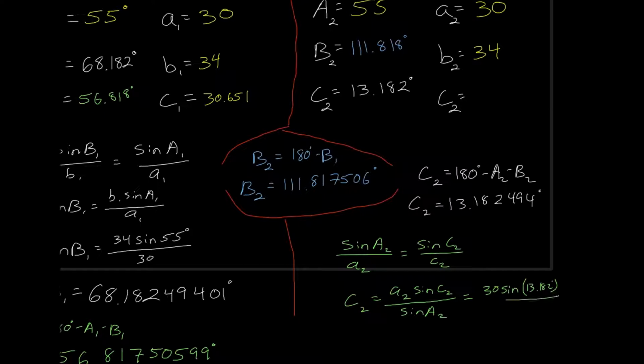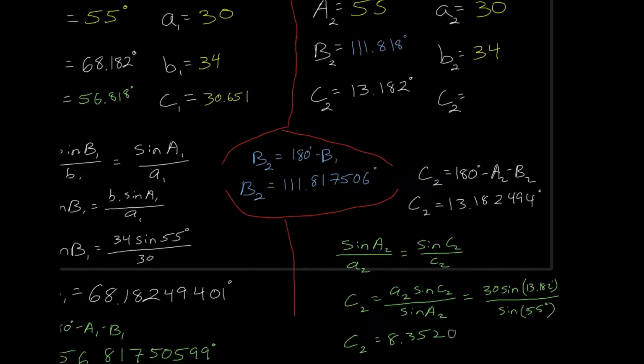13.182 degrees. Again, I've written 182, but I'm going to use this whole value here. Divided by the sine of 55 degrees, giving us a final answer when we plug it into the calculator, 30 times the sine of that big nasty angle, divided by the sine of 55. Our C2 is 8.352053670. Oh, that's what I get for not looking at the board.